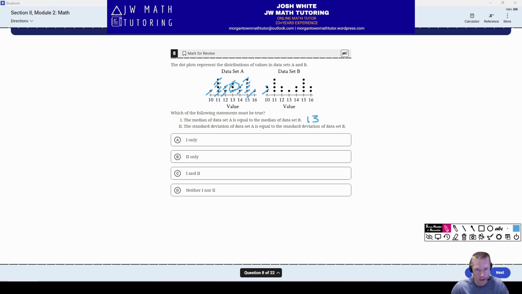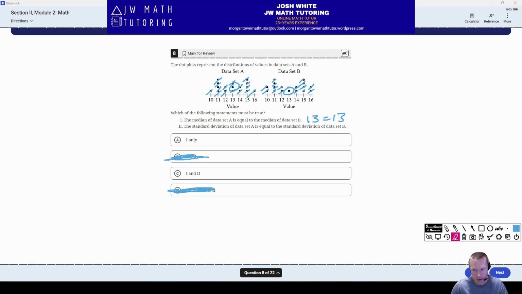Median for B, 2, 2, 4, 2, 2. Okay, the median for B is also 13. So which of the following statements is true? The median of A is equal to the median of B. Yes, that is true. Therefore, we need an answer that has statement number 1 in it. So we're down to either A or C.